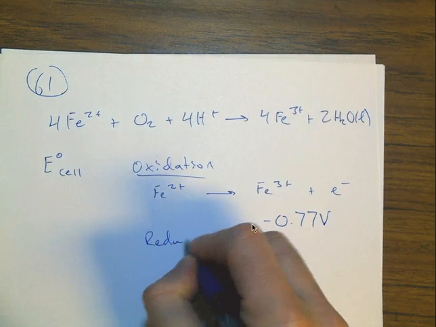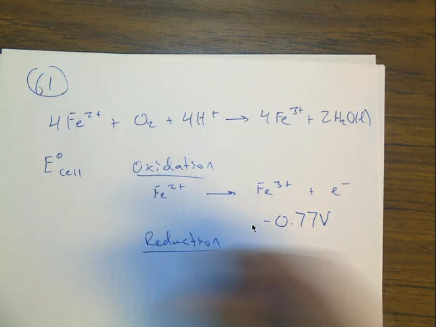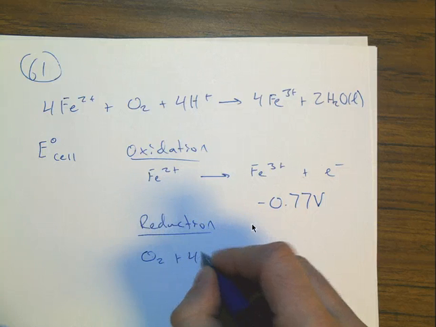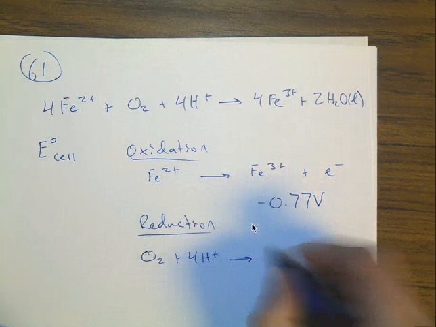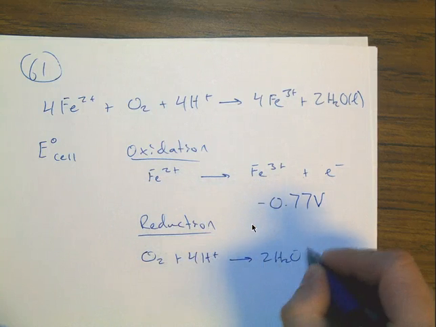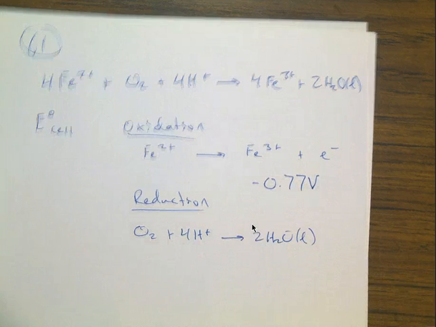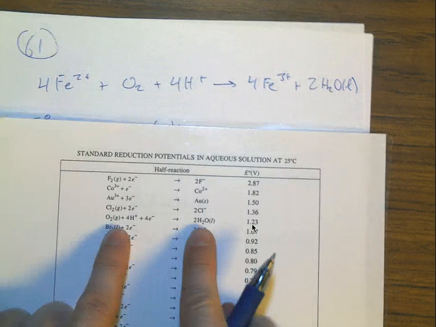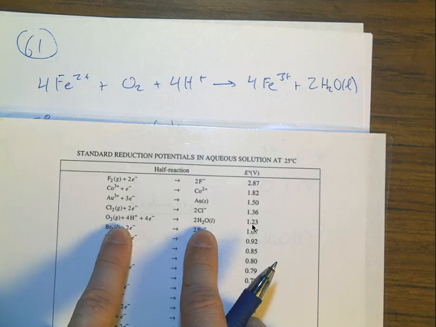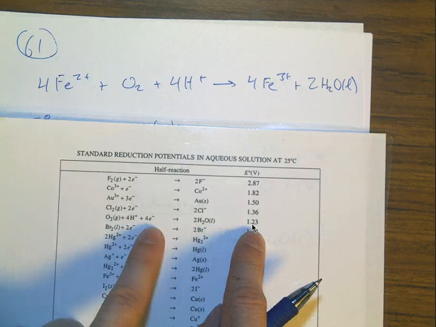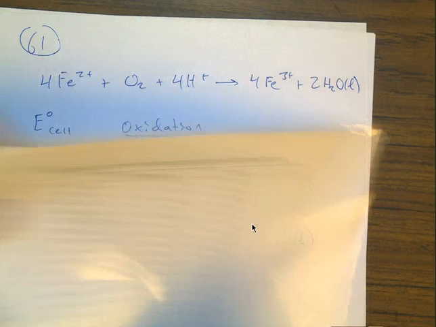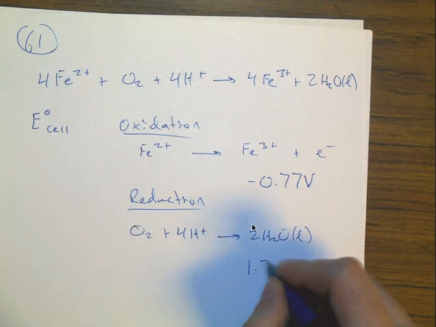Now I'm going to figure it out for reduction. I'm going to again write it out, and it's O2 plus 4H+ going to 2H2O (liquid). Are there any questions about that so far? All right, I looked that up, and I see it right here. It's written out exactly the way that it is. The only difference is I haven't written out my 4 electrons. So its voltage is 1.23 volts.